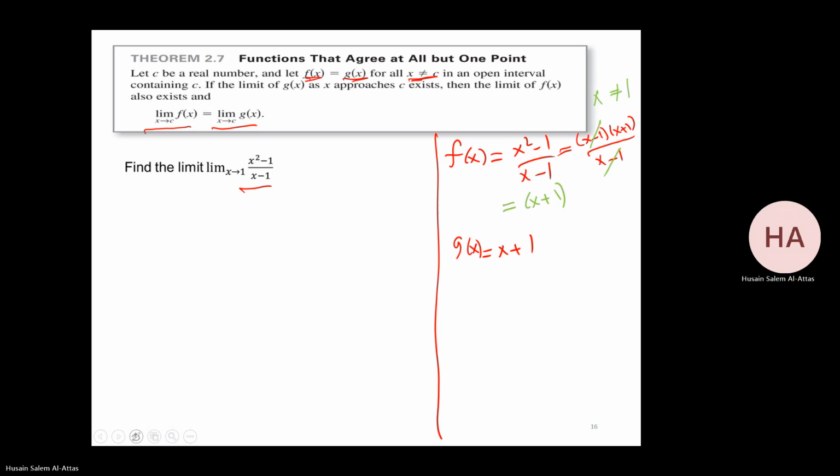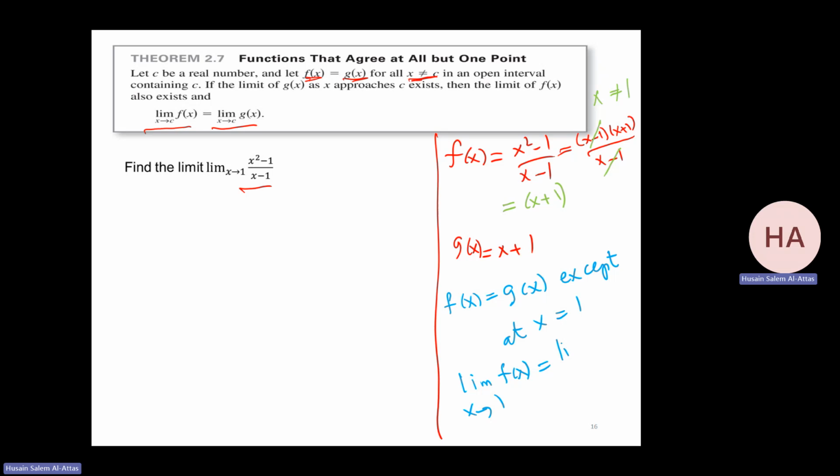That gives me x plus 1, which is the same as g. So f of x equals g of x, except at x equal 1, where f of 1 is undefined, but g at 1 is equal to 2. So these two functions are the same, except at x equal 1. So their limit of f of x as x goes to 1, this is what the theorem is saying, is equal to the limit as x goes to 1 of g of x.